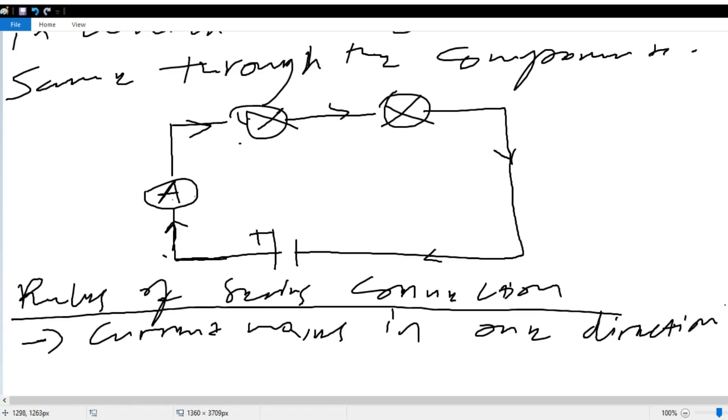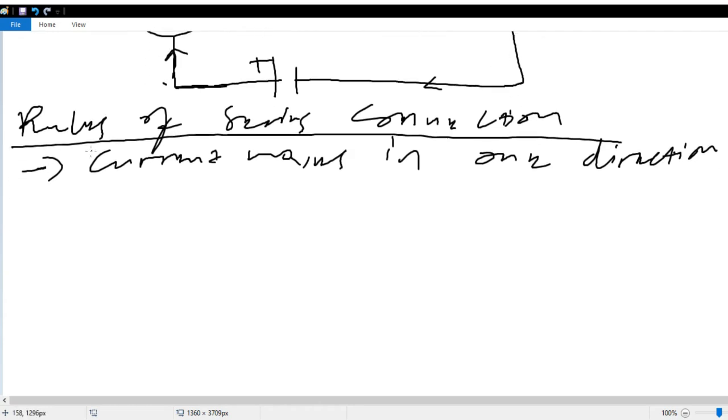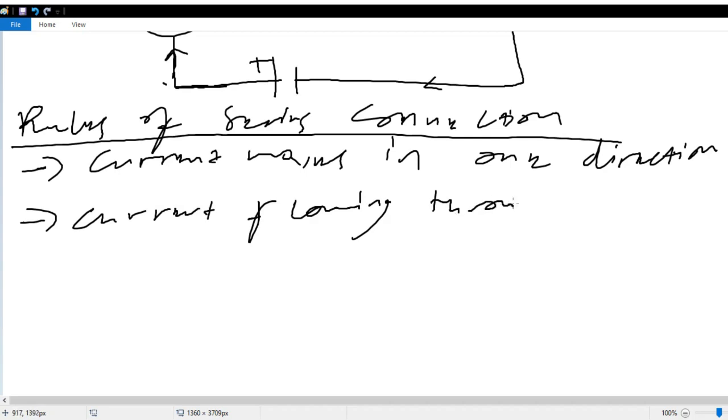The second rule states current flowing across each component is the same. This means that if the current through lamp A is 4 amps, then the current flowing through lamp B will also be 4 amps. So the current flowing through each component is the same.